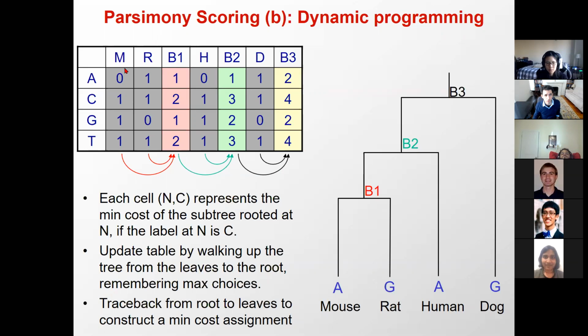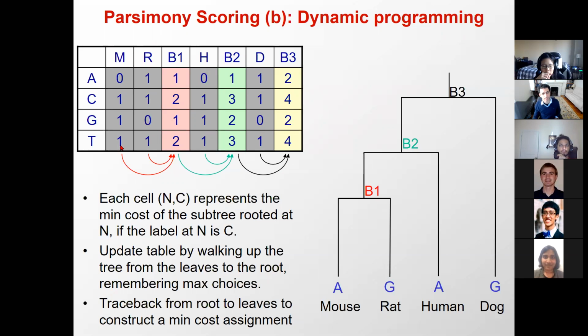So I have my initial leaves for mouse, rat, human, and dog. And I have a score of 1 if I set them to anything except the value that they have there. So the value of mouse is A. So everything has a score, a penalty, of 1, except for A, which has a penalty of 0. Okay, so now I'm asking how many events do I need to explain the tree in any possible way? For rat, same thing. Rat has a character of G. So everything has a score of 1 except G. And so on and so forth for A, for human, and for dog.